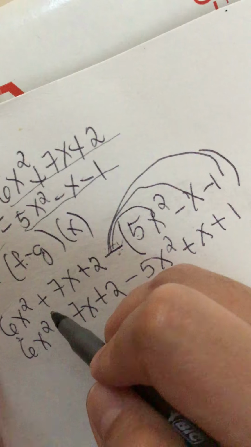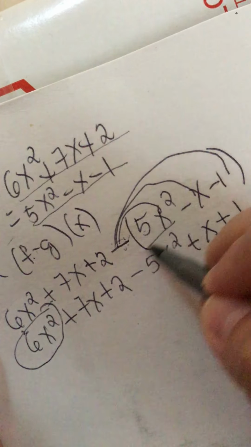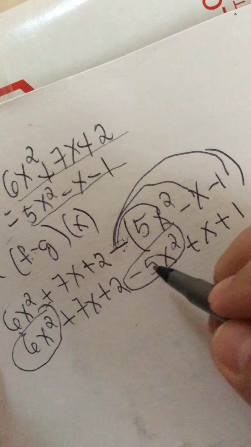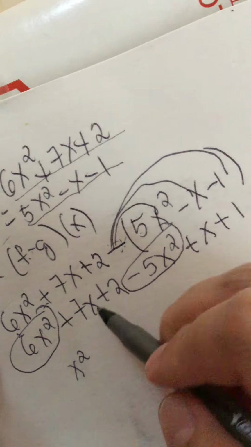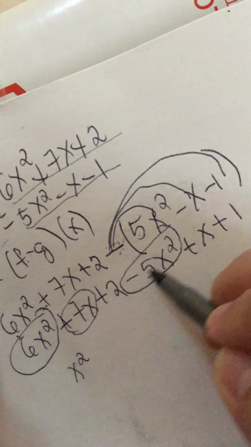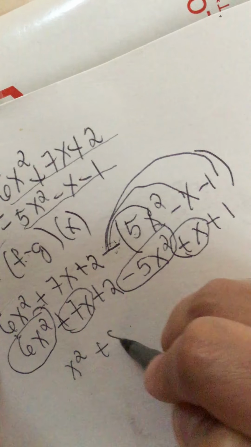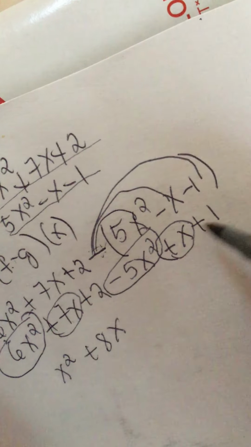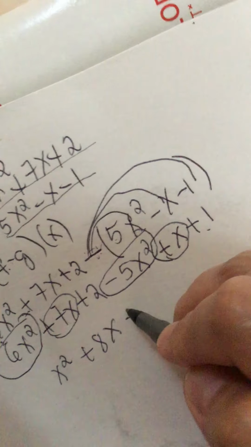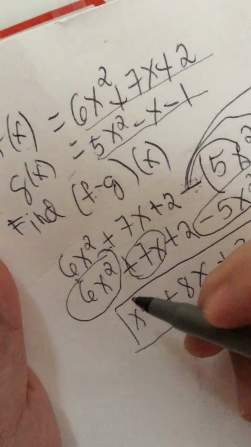So now we combine like terms. We have a 6x squared and a minus 5x squared for a net of just x squared. Now we have a 7x and a 1x, so a net of 8x. So we have a 2 here and a 1, so for a net of 3. So this is your final answer.